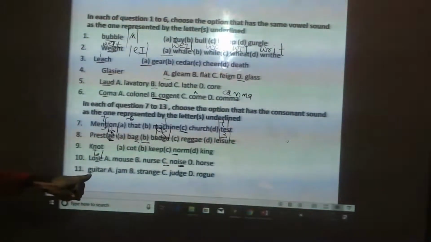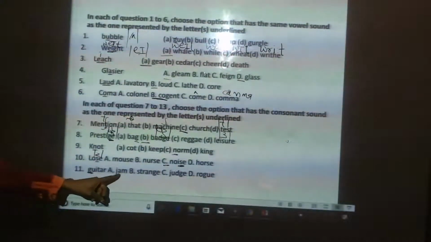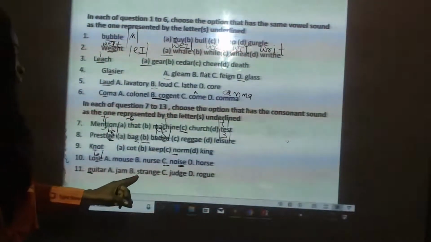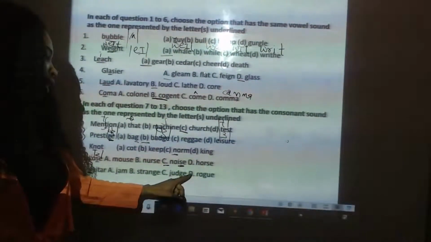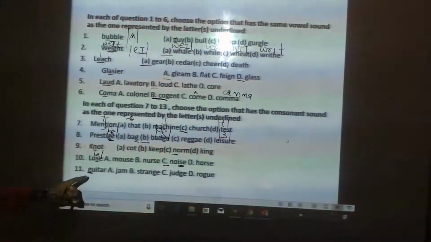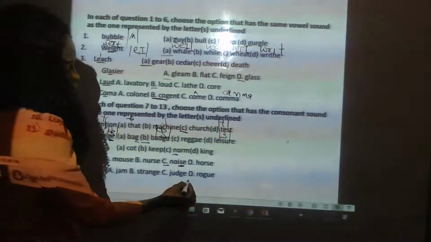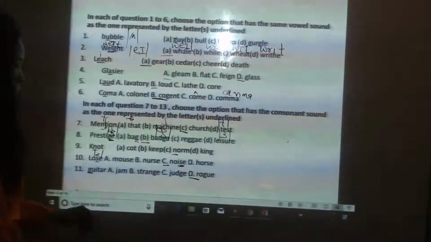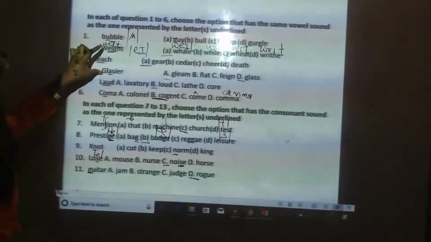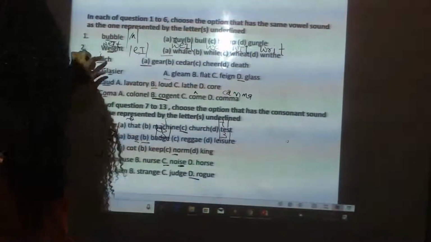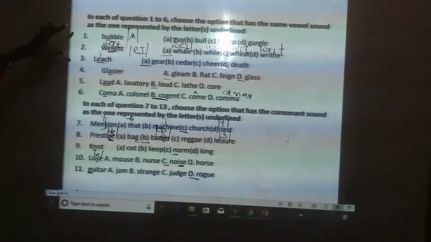The last one, we have guitar, and the underlined letter is g. A, we have jam. B, we have strange. C, we have George. And D, we have rug. And we're looking for D, the sound with g, which happens to be rug. So, if you understand your consonant and your vowel sound, your sound system, you can be able to answer any question that comes under your oral form.